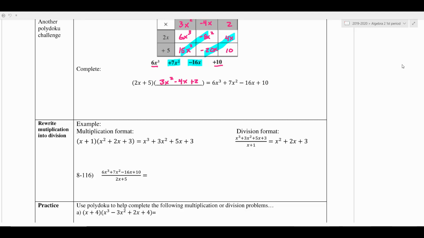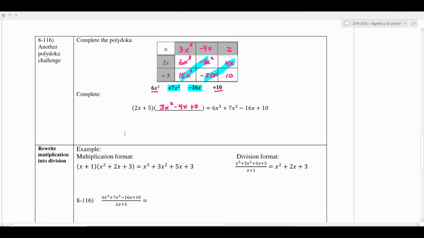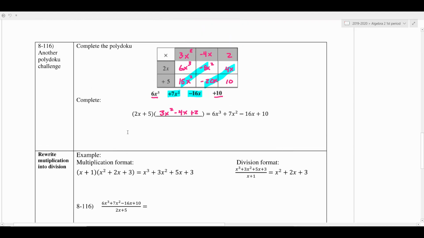Hey guys, welcome back. Yesterday we left off with this new thing called Polydoku, and we had some challenges with the Polydoku that we worked through together, and we kind of saw how this process worked. And we left off with this problem up here where we figured out that we could work the Polydoku backwards.